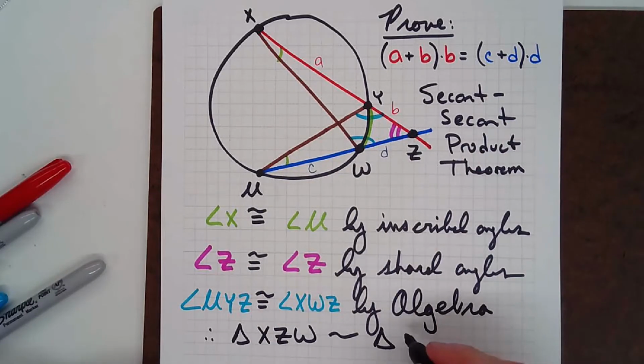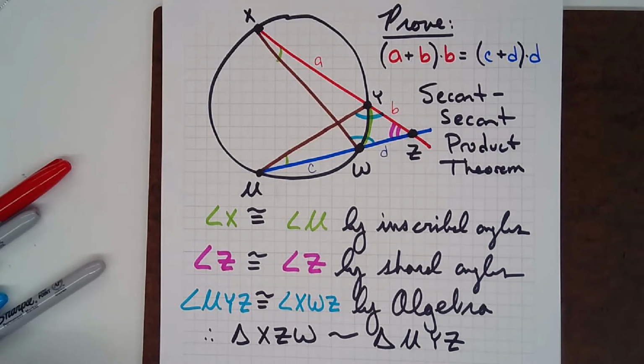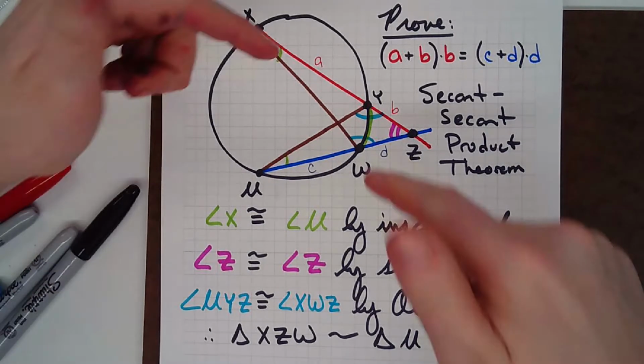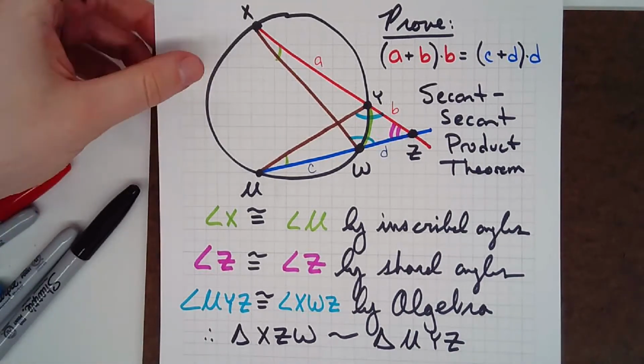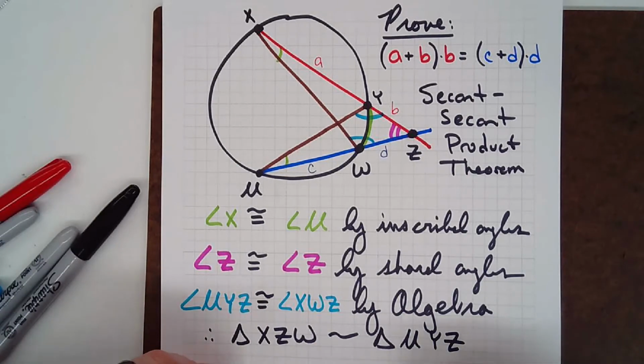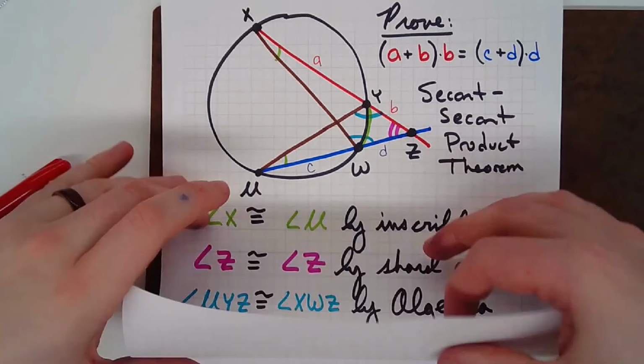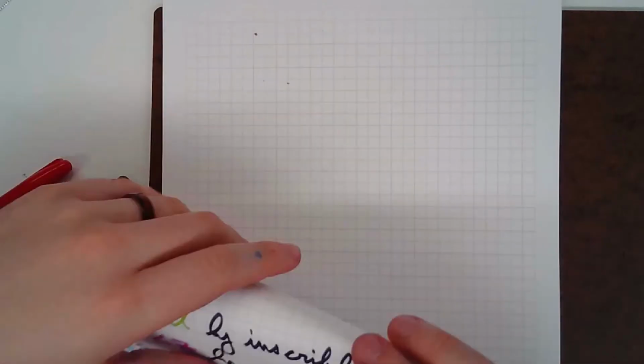Okay, so with that information, we're pretty similar to our last proof. Now we're going to show something cool about their sides. So let's do that. I'm going to fold this up, just like I did last time, so we can see the diagram. All right. Cool. So now our next part.